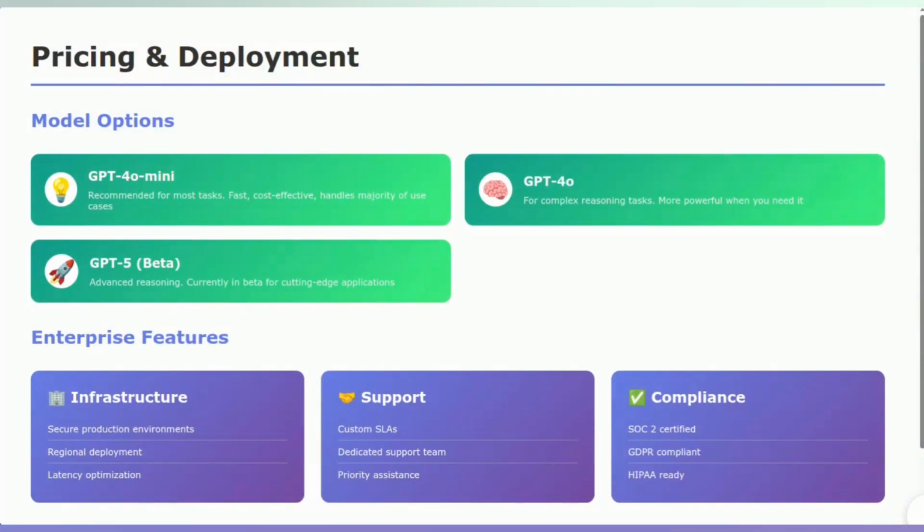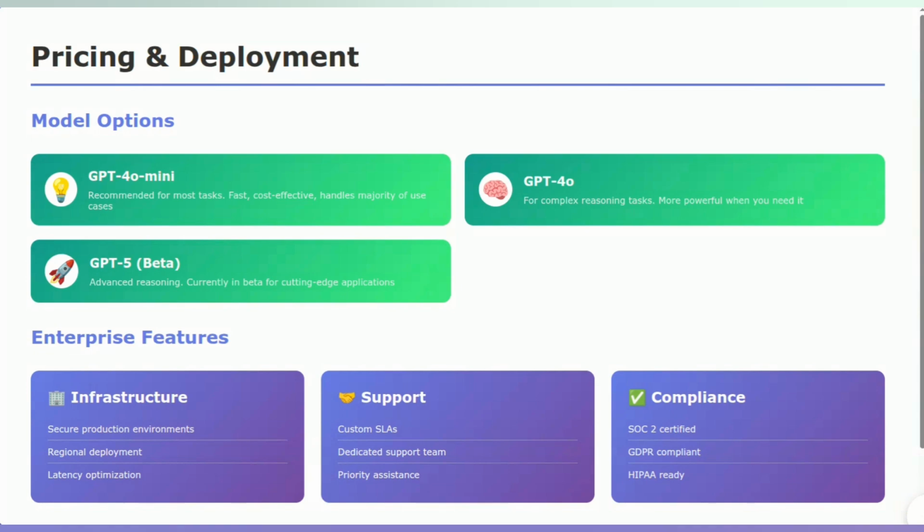Let's talk pricing and deployment, because this is practical stuff you need to know. For models, GPT-4o Mini is recommended for most tasks. It's fast, cost-effective, and handles the majority of use cases beautifully. GPT-4o for when you need more complex reasoning, and GPT-5, currently in beta, for advanced reasoning tasks. But honestly, start with Mini.